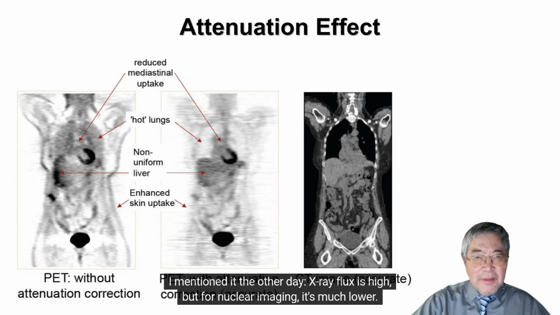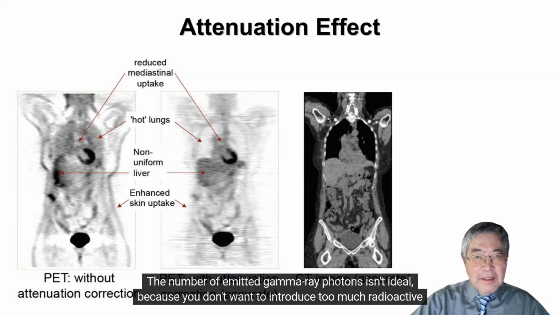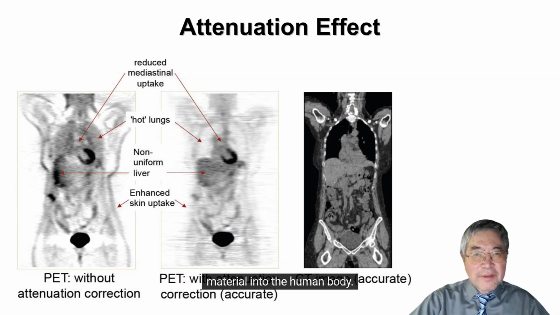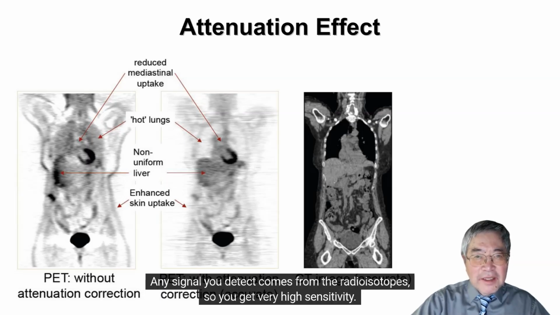X-ray flux is high, but for nuclear imaging it's much lower. That's because you're introducing radioisotopes. The number of emitted gamma-ray photons isn't ideal because you don't want to introduce too much radioactive material into the human body. You need to use the minimum amount for safety. On the other hand, radioisotopes are incredibly sensitive. Any signal you detect comes from the radioisotopes, so you get very high sensitivity.